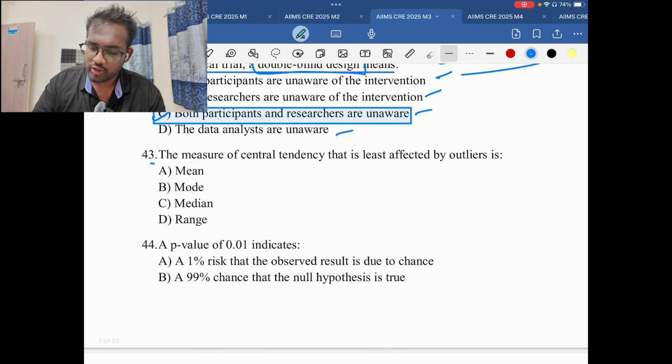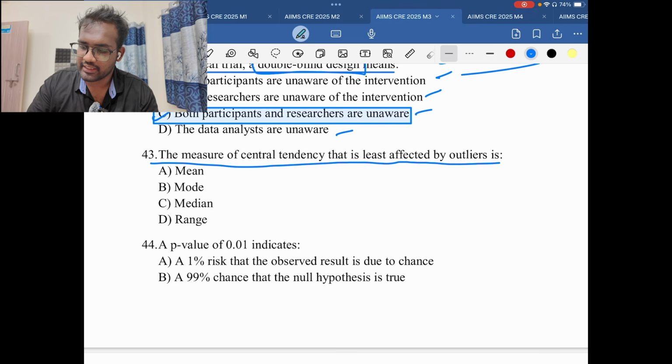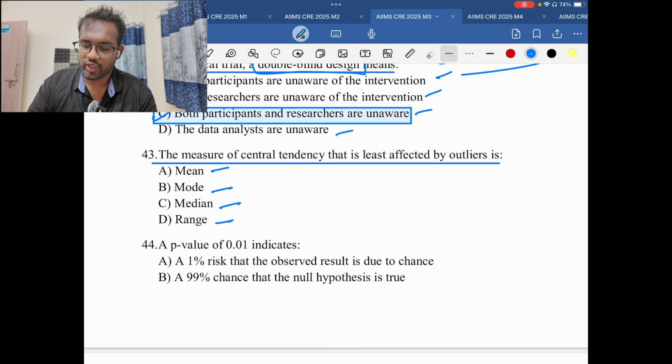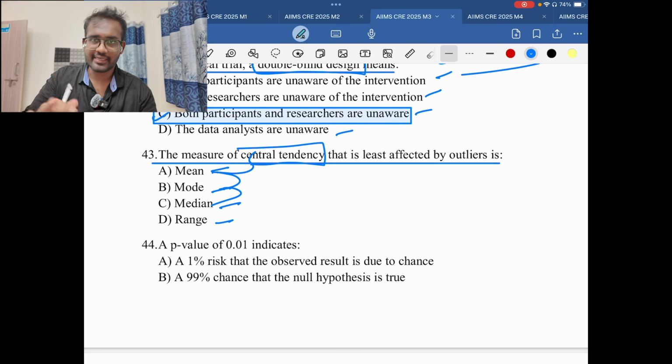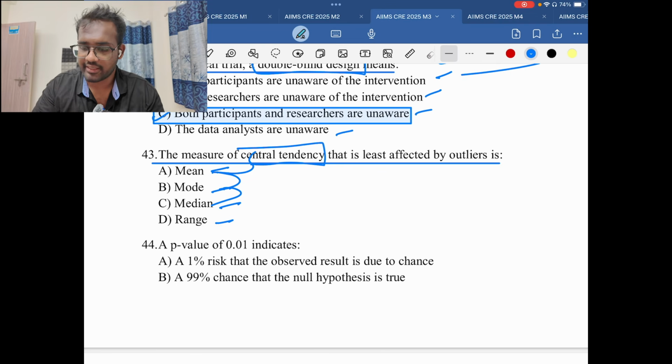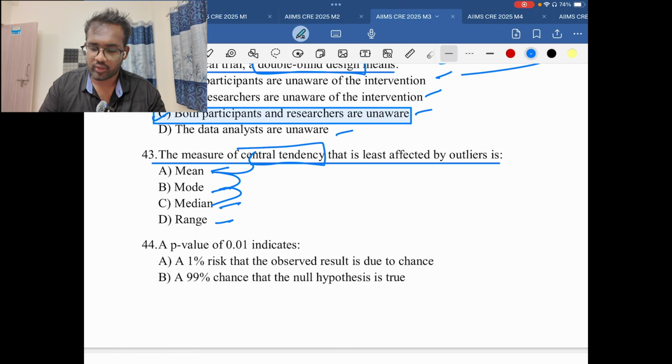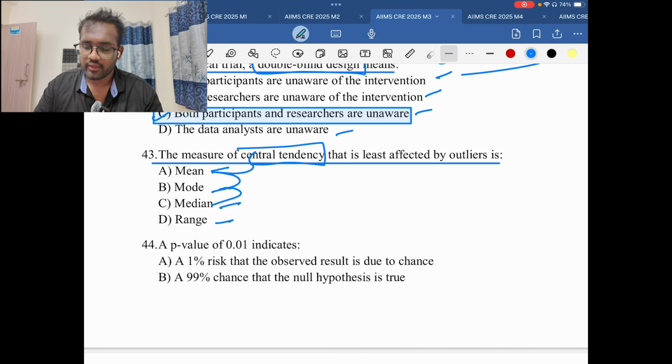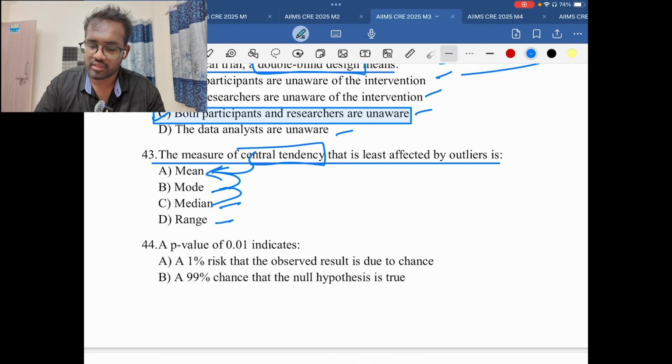Question number 43. The measure of central tendency that is least affected by outliers: mean, mode, median, range. So here remember, the central tendency is nothing but mean, mode, median. These three are the central tendency. If they ask about central tendency and provide one of the options as mean or mode, then always go for mean, mode or median. They have asked which central tendency has the least effect from outliers. Outliers in the sense spread of data. If the data is spread a lot, then the mean sometimes has limitations.